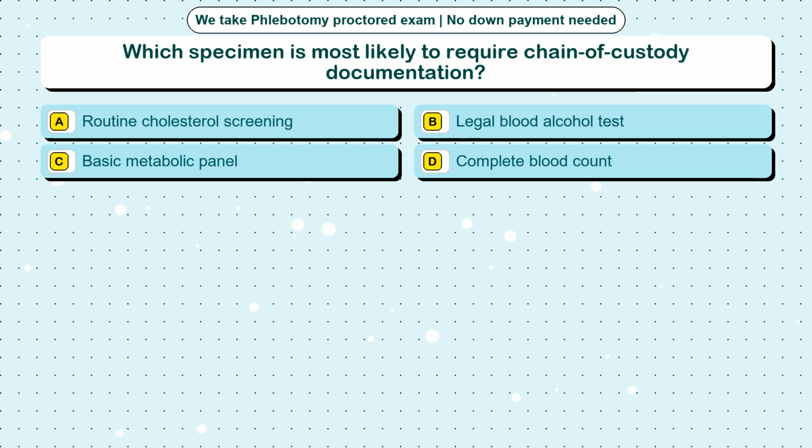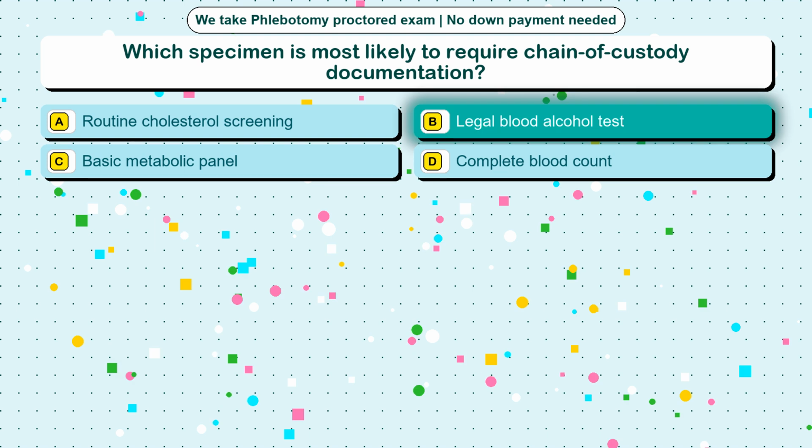Question 80. Which specimen is most likely to require chain of custody documentation? Option A, routine cholesterol screening. Option B, legal blood alcohol test. Option C, basic metabolic panel. Option D, complete blood count. The correct answer is option B, legal blood alcohol test.